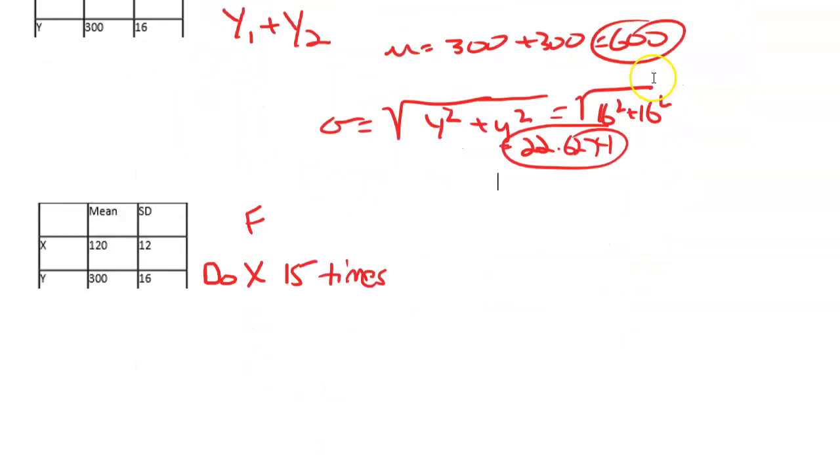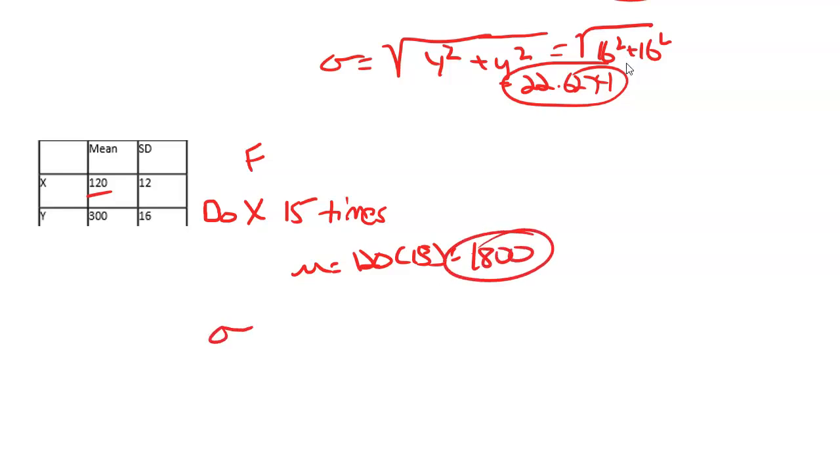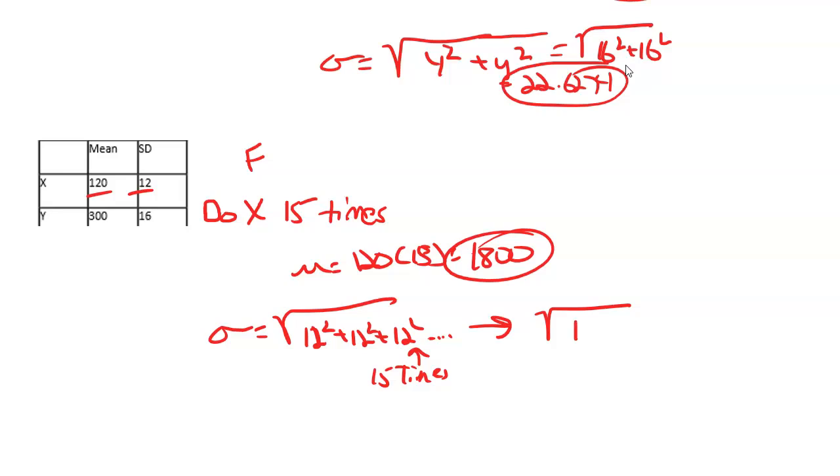All right, and the last one, F, we're going to do x 15 times. So on this one, my mean is going to be, I'm going to multiply it by 15. So x is 120, so it's 120 times 15. So 15 times 120 is 1800. And for my standard deviation, if you think about it, we're doing it 15 times, so it's 12 squared plus 12 squared plus 12 squared, and it would be 15 times. And that can be written as 12 squared times 15, because we're just doing it 15 times.